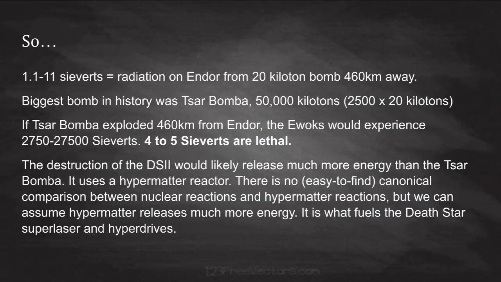So the biggest bomb in history was the Tsar Bomba with a yield of 50,000 kilotons, 2,500 times as many as the last bomb we looked at. This means if the Tsar Bomba were to detonate where the Death Star was, the Ewoks would experience 2,750 to 27,500 sieverts of radiation. For reference, 4 to 5 is lethal. Keep in mind that the Death Star 2 would likely release way more radiation than Tsar Bomba.